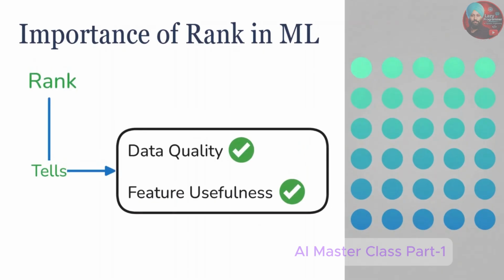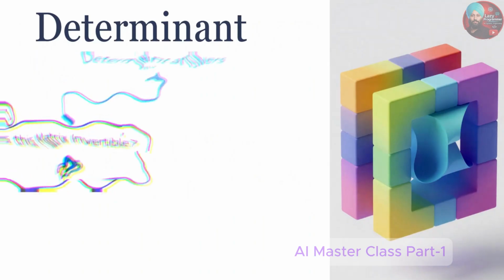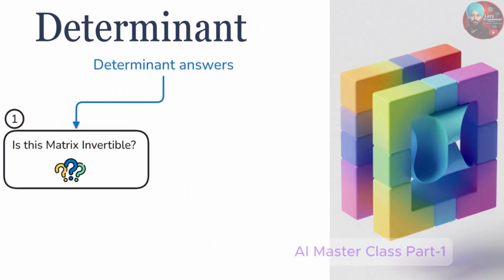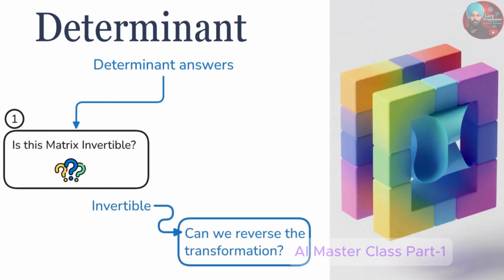Now let us understand the determinant as well. The determinant is one of those terms that sound very mathematical, but the meaning is very simple. At a very high level, the determinant tells us two things. First is whether the matrix is invertible or not. Invertible means whether we can reverse a particular transformation or not. So if a transformation squashes space in such a way that the information is completely lost, then you can't reverse it. A zero determinant usually means the information was lost and reversal is not possible.